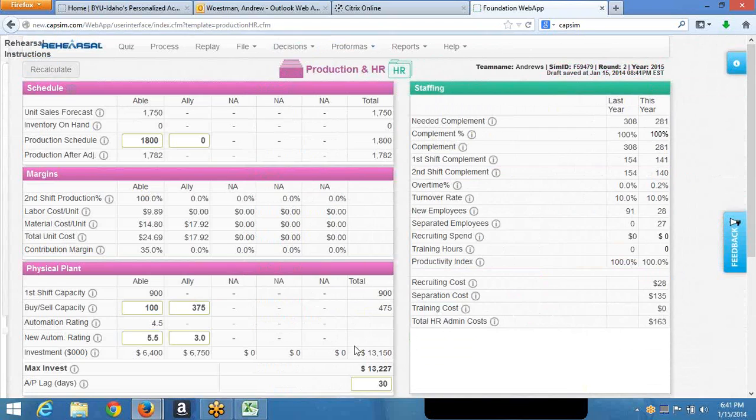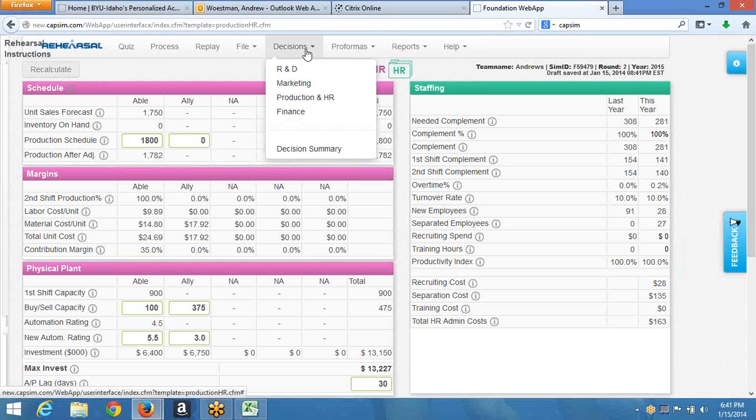So this is where I see what I have left. My max investment is what I actually am allowed to spend, and this is how much I am actually spending. Does that make sense? So I want to spend as much as I can. So I want to get it as close as I can without going over. So just being 50,000 off is pretty good. So I'm going to leave it like that.